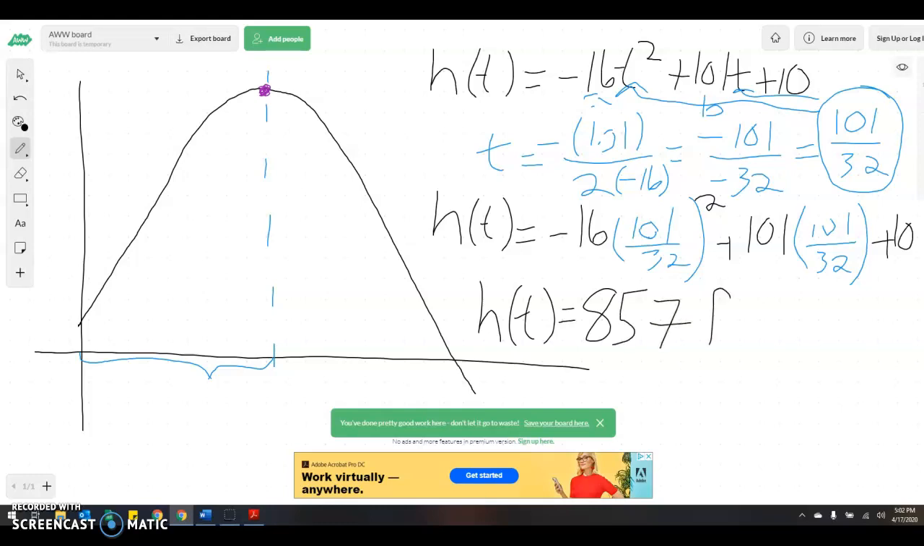857 feet. So I'm going to leave question 3 for you to have an opportunity to try one on your own. The solutions are posted in that module on Canvas, so you can go and look at that and check to see if you got it right.